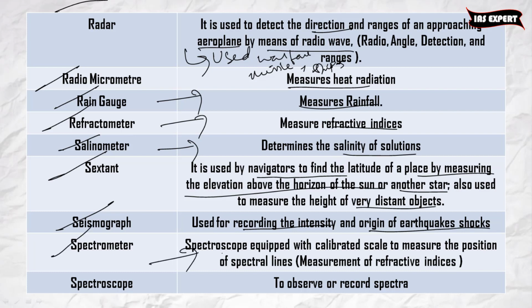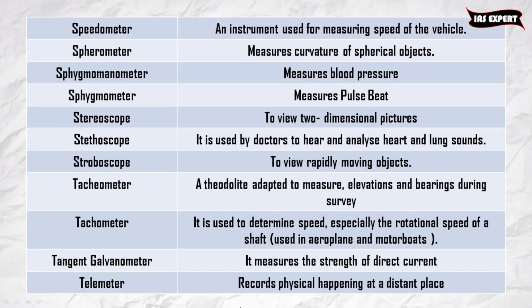Spectrometer, equipped with calibrated scale to measure the position of spectral lines, which measures the refractive indices. Spectroscope, the instrument which is used to observe or record spectra. Speedometer, an instrument used for measuring speed of vehicle. Spherometer, the instrument which measures curvature of spherical objects. Sphygmomanometer measures blood pressure. Sphygmometer measures pulse beat.